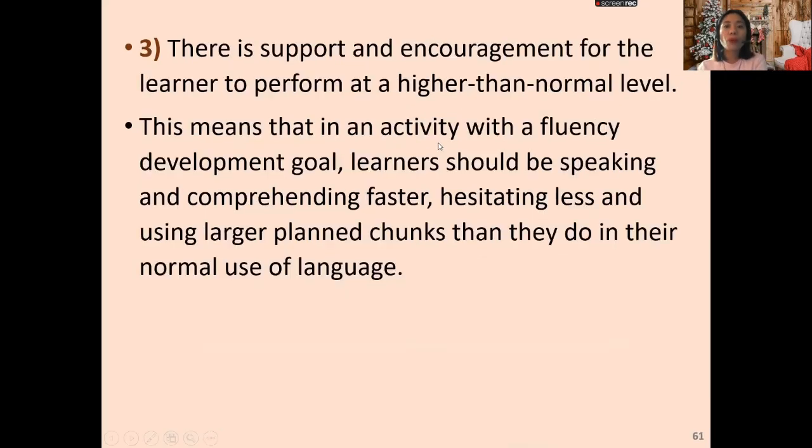There is support and encouragement for the learner to perform at a higher than normal level. Okay, this means that in an activity with a fluency development goal, learners should be speaking and comprehending faster, hesitating less, and using larger planned chunks than they do in their normal use of language.